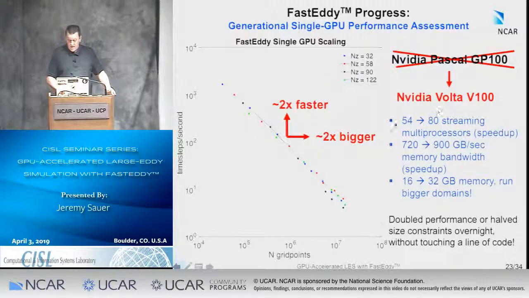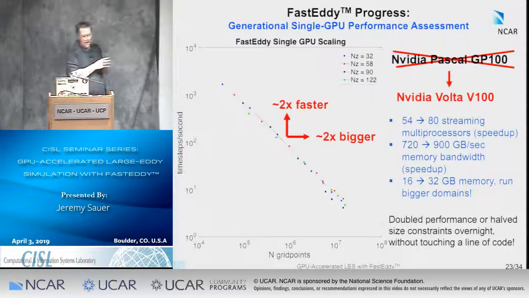And that's primarily because as we went from the GP100 to the V100, we went from 54 streaming multiprocessor units. Think of these like CPU cores of a GPU. We went from 54 to 80. In addition, our memory bandwidth on GPU went from 720 gigabytes a second to 900. And of course, the total memory on the V100 went from 16 to 32.